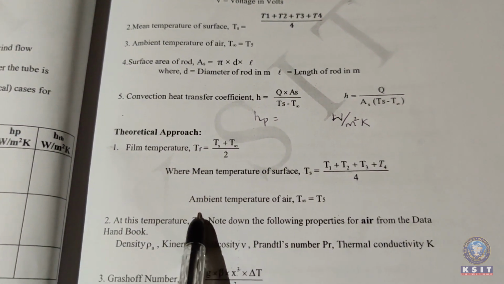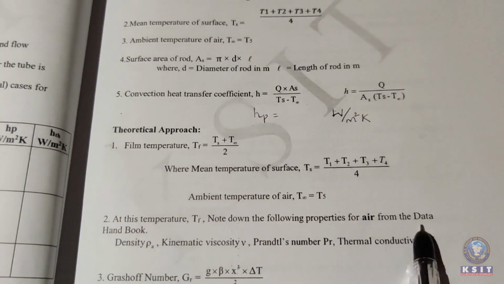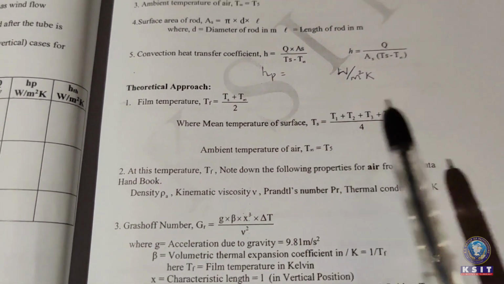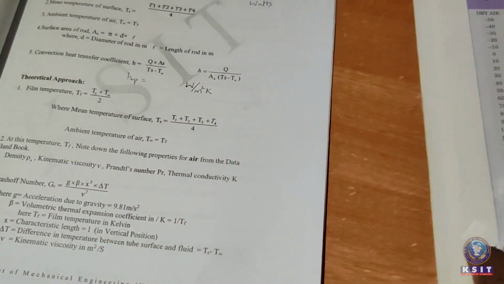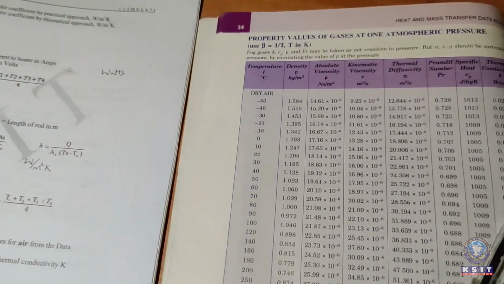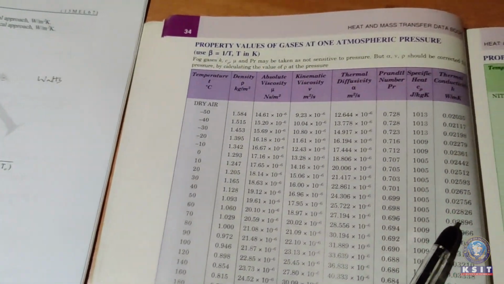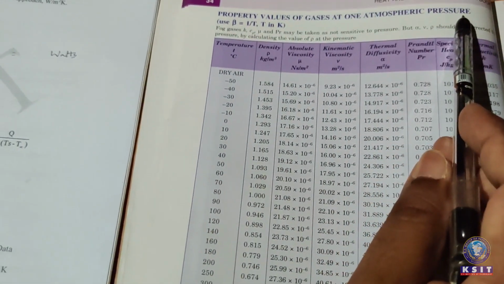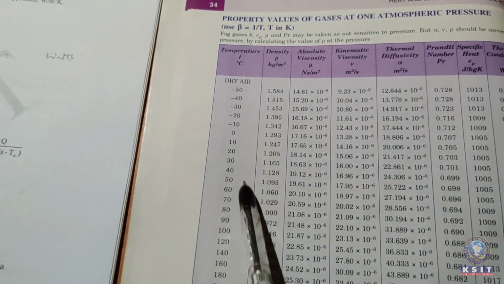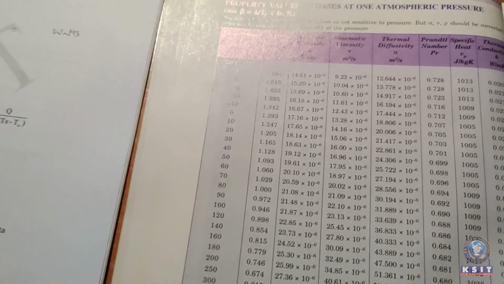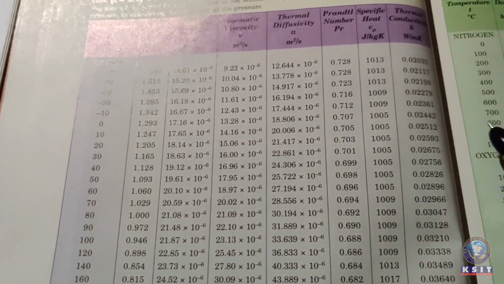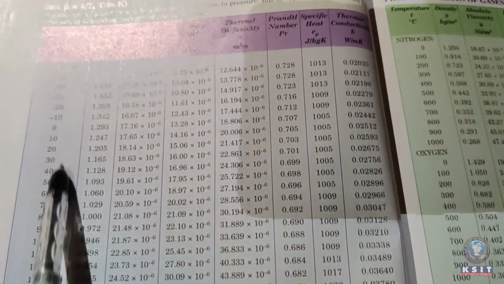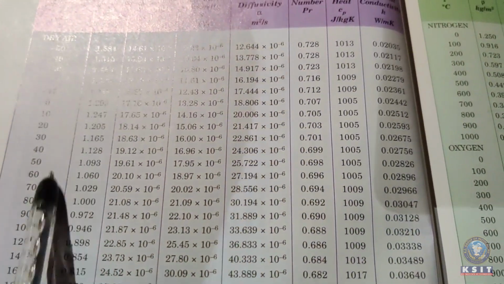At this temperature, we have to note the properties of air. So what are the properties of air, and where do we get them? We will definitely get them from the data handbook, page number 34. So please go to page number 34. What you can see on page 34 of the data handbook is the property values of gases at 1 atmospheric pressure. The first column is dry air. On the second page, we have the other gases, nitrogen, oxygen, carbon monoxide. Now we are working only with air, so take the properties of air.